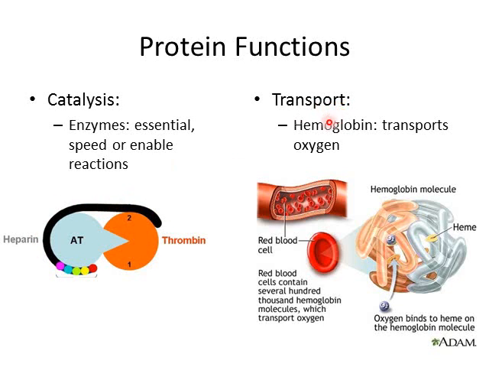Another important function is transport. Hemoglobin is an example of this, and hemoglobin transports oxygen to cells. We find tons of hemoglobin inside these red blood cells, and hemoglobin specializes in binding to oxygen molecules and carries it down to the cells for use in metabolism.